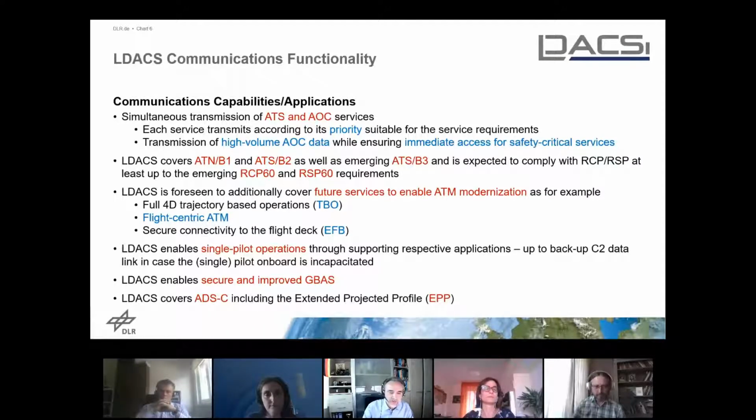LDACS also extends into the navigation domain with its communication capabilities. LDACS might make available secure and improved GBAS functionality. Instead of using the VHF data broadcast as it is used today, we can make available a GBAS service via LDACS, and we can then cover also multi-constellation, multi-frequency GBAS. LDACS also extends into the surveillance domain. It covers ADS-C, including EPP.